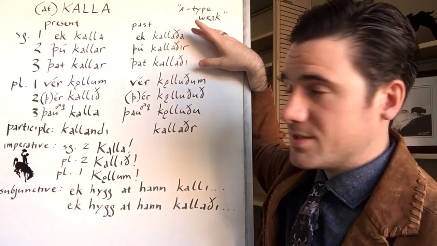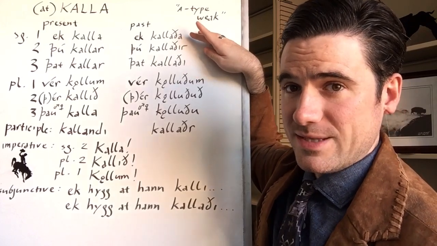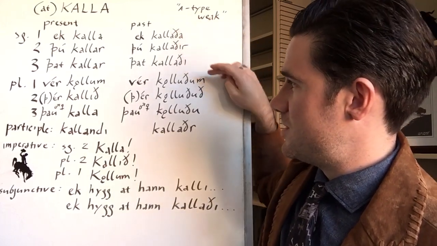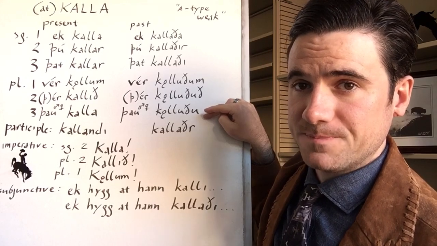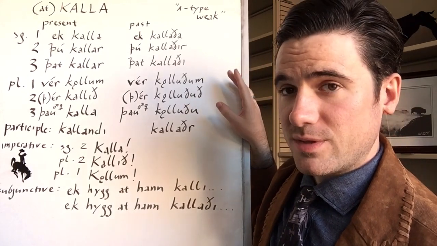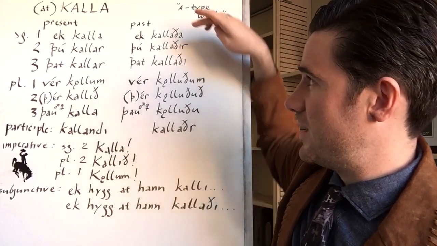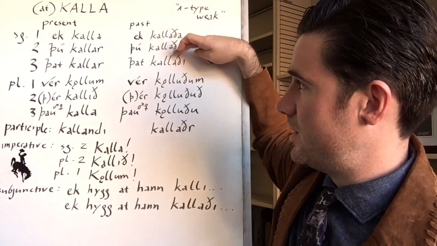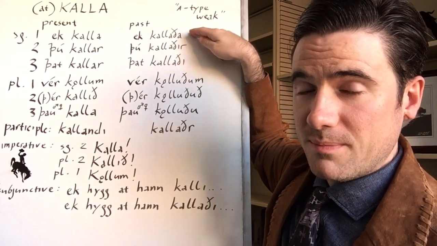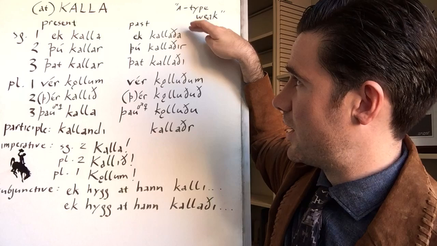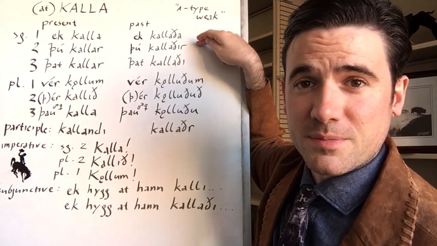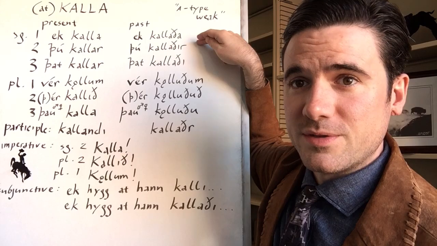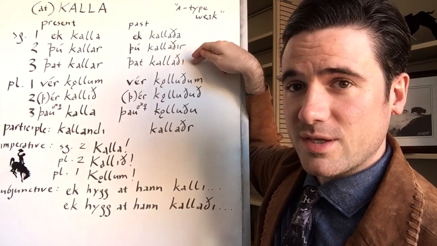Now in the past tense, if you just start by looking at the endings, right, ða, ðir, ði, ðum, ðuð, ðu, that looks just like an I-type weak verb like heyra. The difference with your A-type weak verbs is that they add an A before that D in the past tense singular. So ek kallaða, I called. Þú kallaðir, you called. Hann kallaði, he called.